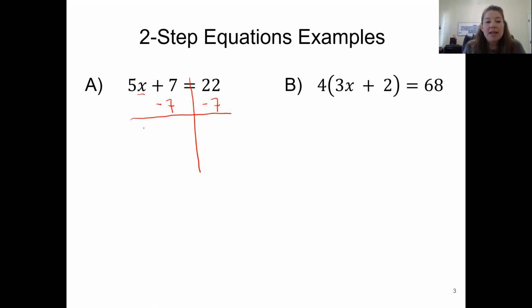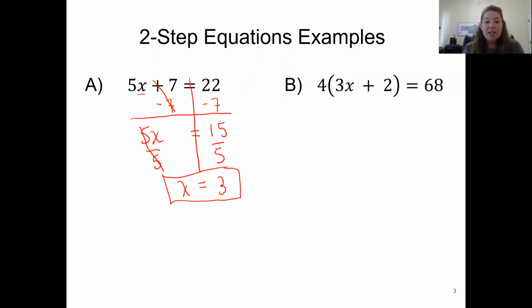I bring down my 5x. I got rid of plus 7 because 7 minus 7 is 0. And on the right side of my equal sign, 22 minus 7 is 15. Bring down that equal sign. And now this is 5 times x. So the opposite of multiplying by 5, I'm going to divide both sides by 5. So 5 divided by 5 is 1, and 1 times x is x. So 15 divided by 5 is equal to 3. And that is what my variable x equals.